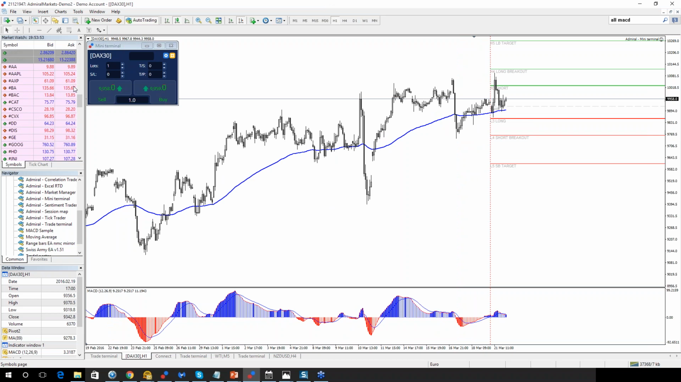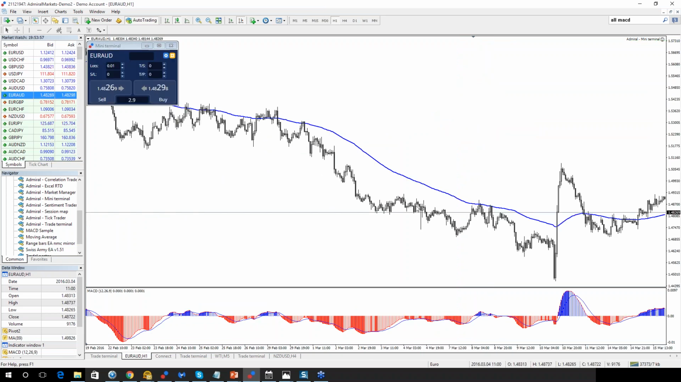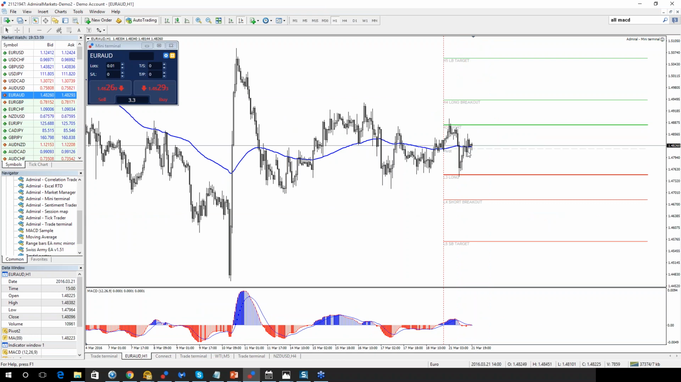Euro AUD, well, if you want to trade, you can try it. On session recaps, I don't take range bound trades. So I don't recommend selling here, buying here, because you never know when the range will break. That is why I don't recommend trading a range bound market during session recap.